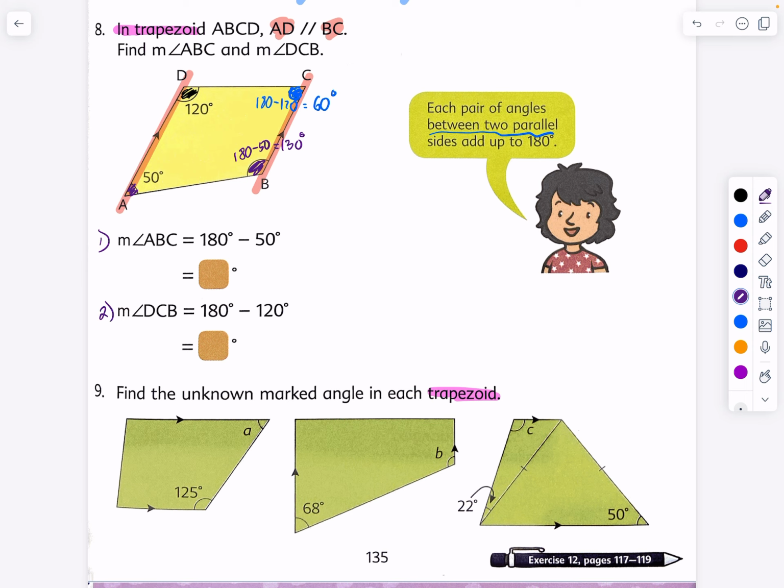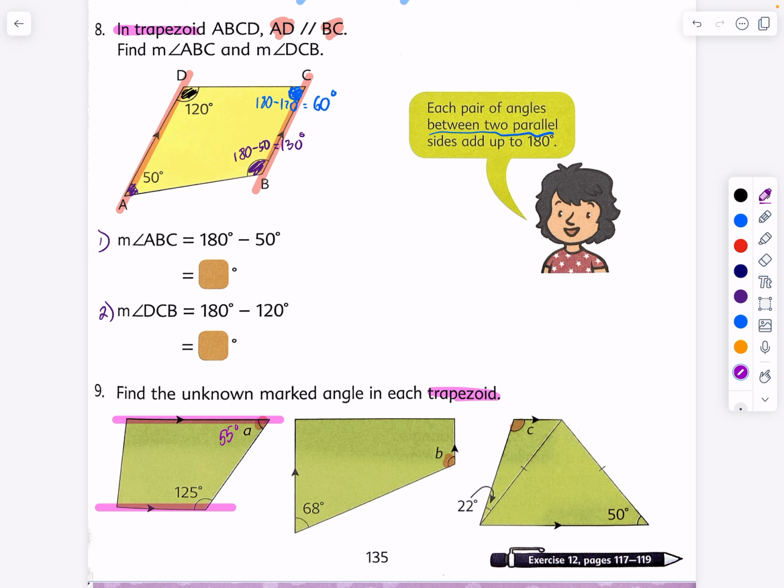Now let's take a look at the green trapezoids. And we do have, again, missing angles. We have missing angle A, missing angle B, and missing angle C. I'm not going to focus on an easy example for angle A because I hope you see that we do have 2 parallel sides, just so. And neighboring angles between 2 parallel sides must add up to 180 degrees, making angle A to be 55 degrees. 125 plus 55 is 180.